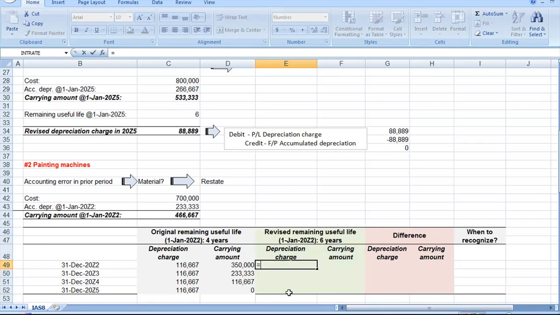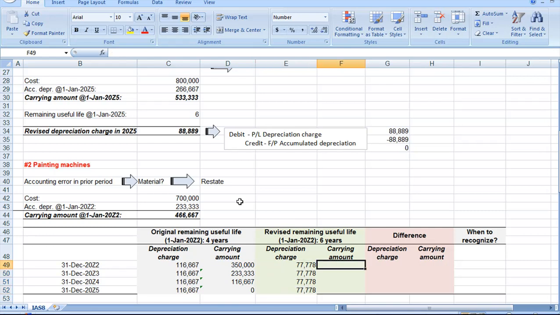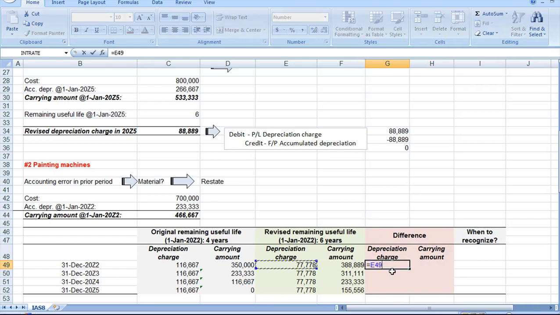Revised depreciation charge should have been the opening carrying amount of 466,667 divided by 6, which is 77,778. Carrying amounts at the end of related reporting periods are calculated exactly in the same way as previously. So in these last columns, here are the differences between what was booked and what should have been booked.